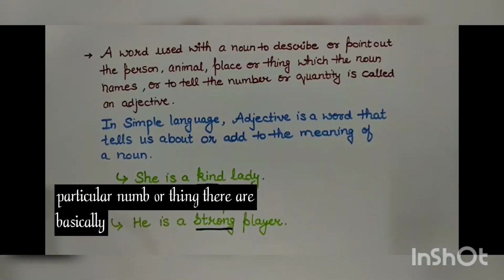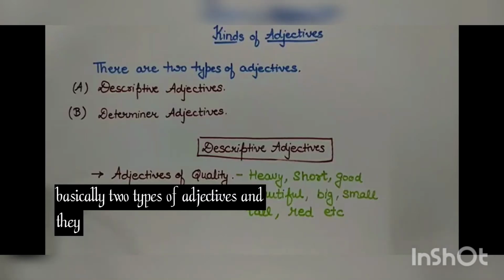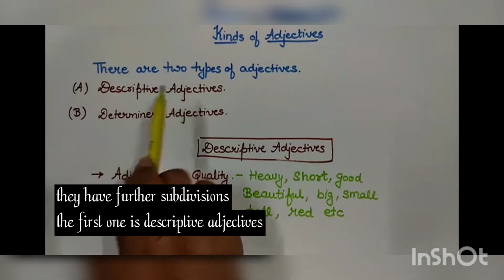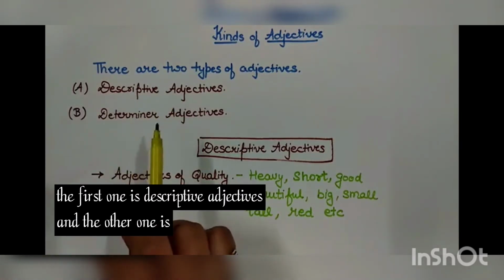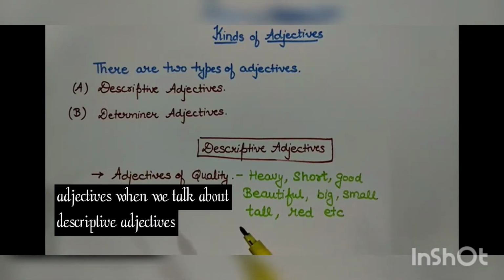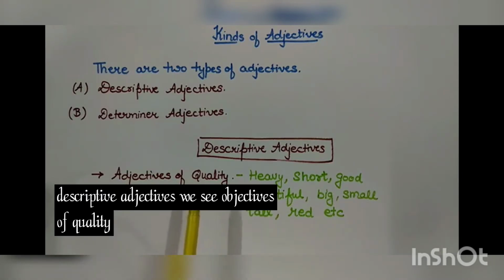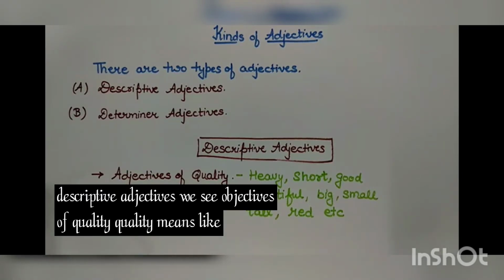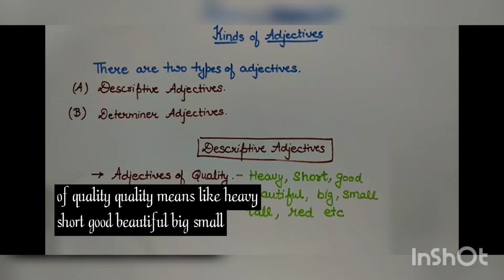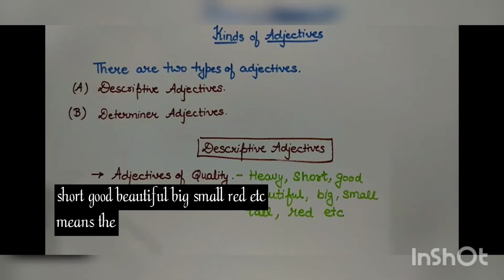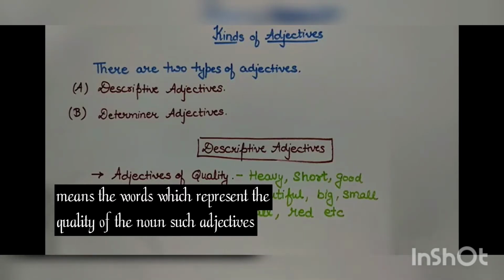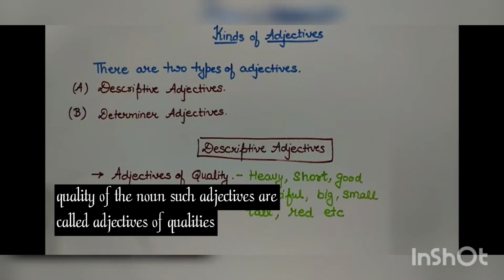There are basically 2 types of adjectives and they have further subdivisions. The first one is descriptive adjectives and the other one is determiner adjectives. When we talk about descriptive adjectives, we say adjectives of quality. Quality means like heavy, short, good, beautiful, big, small, red, etc. These are the words which represent the quality of the noun. Such adjectives are called adjectives of quality.